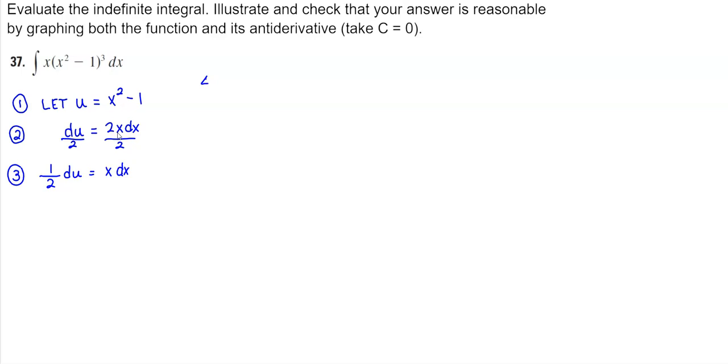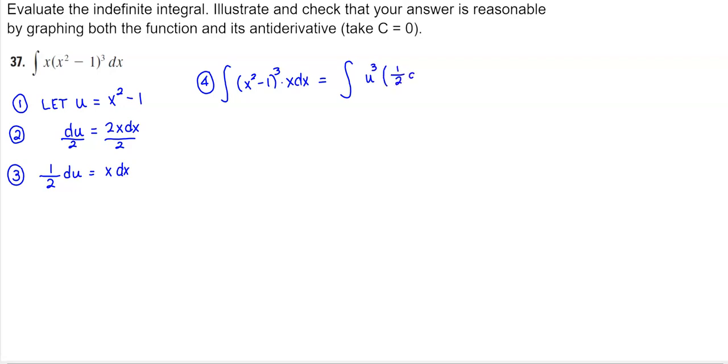Okay, so now let's go ahead and do our substitution, writing our original question. So we have x squared minus 1 cubed times x dx. Now we're going to put in our substitution, so we know that x squared minus 1 is u to the third power times 1/2 du, since that's what represents x dx. So now we're going to factor out the 1/2 and then integrate u cubed du.